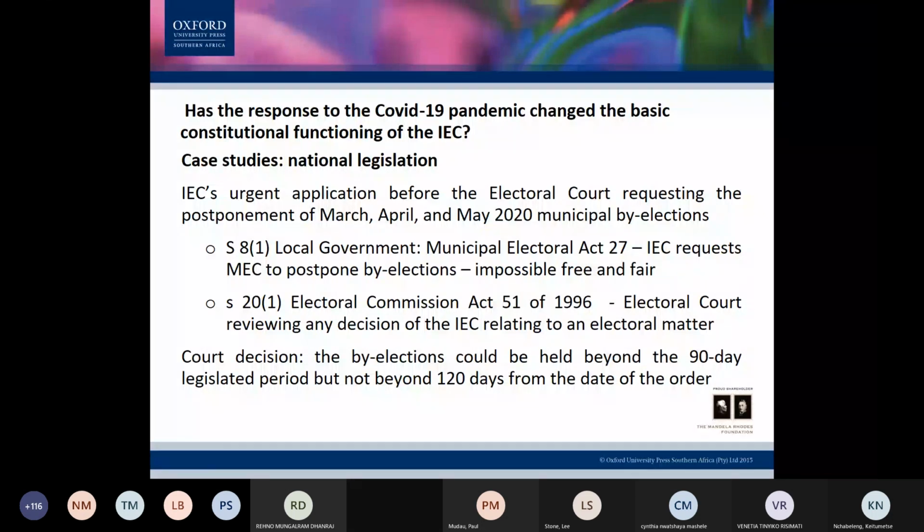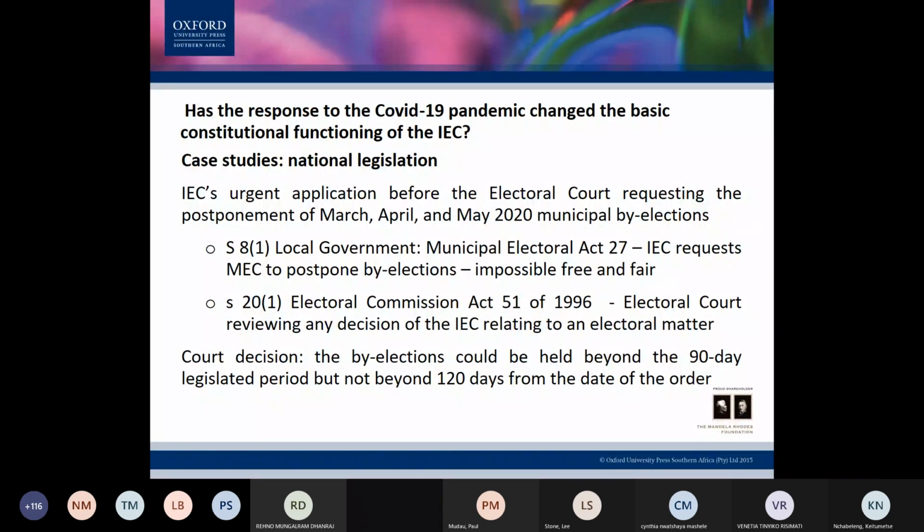Has the response to the COVID-19 pandemic changed the basic constitutional functioning of the IEC? I would like to relate this question with 2 case studies that have happened, and they relate to national legislation and the Constitution itself. I'm presenting this case study so that one could see the significance of the Constitution, that it is indeed the supreme law of the Republic, and any law or conduct that is inconsistent with it is invalid.